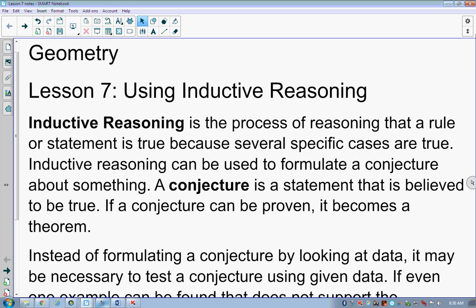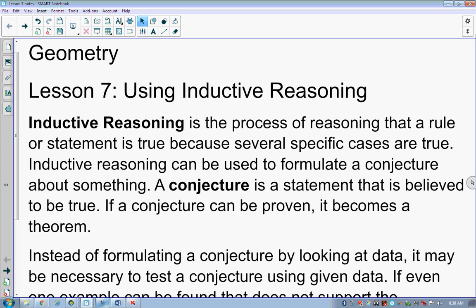Inductive reasoning is the process of reasoning that a rule or statement is true because several specific cases are true. Okay? Just that sentence alone ought to give you some ideas. Go outside of the world of math, right? When is inductive reasoning used? The process of reasoning that something is true because several other specific cases of it are true.